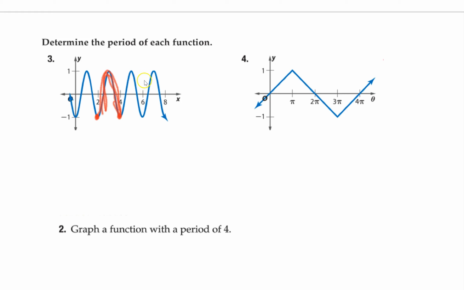Anyway, it's right there. It's 2. The period's 2. It takes 2 x values before it repeats itself. You see something here with 6 and 8. This repeats itself. 4 to 6. It's every 2. Now look at this one.